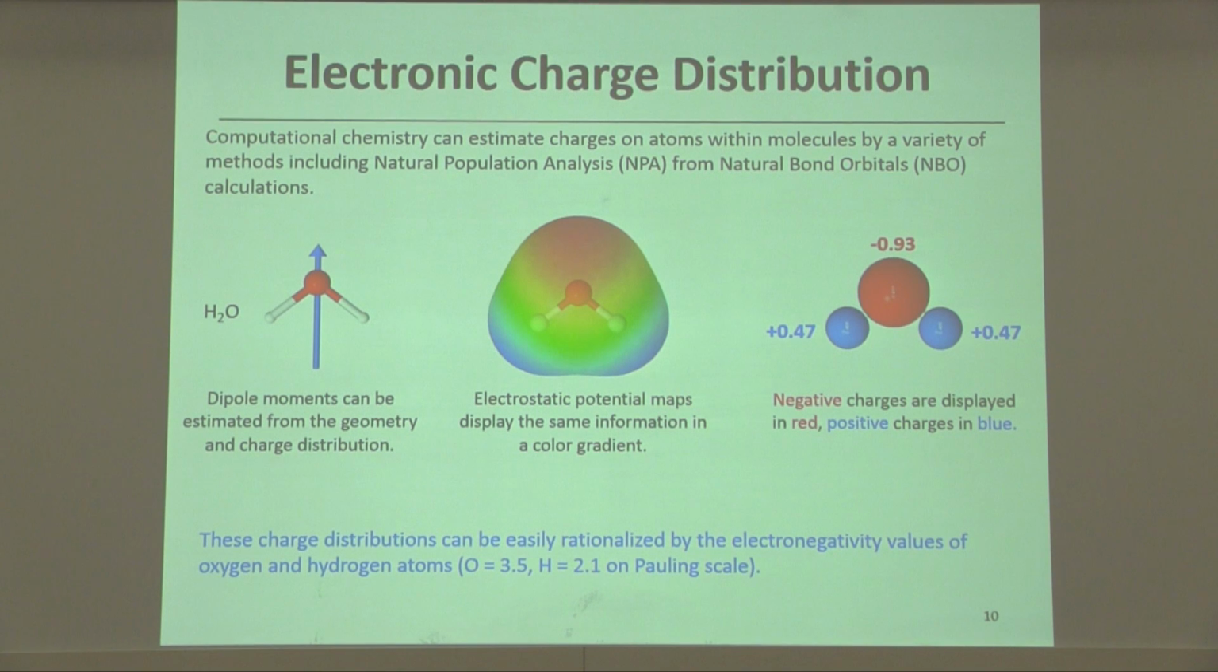It's important to note that we can rationalize all of these charge distributions by electronegativity values, and knowing those electronegativities on the Pauling scale is quite helpful. You'll find in the last page of your lab manual Pauling electronegativities for all of the elements, not just oxygen and hydrogen.